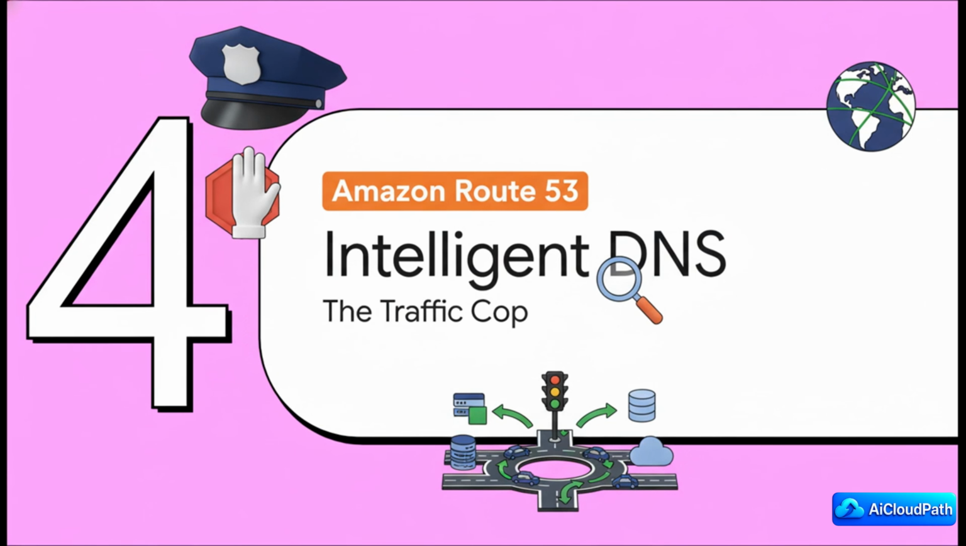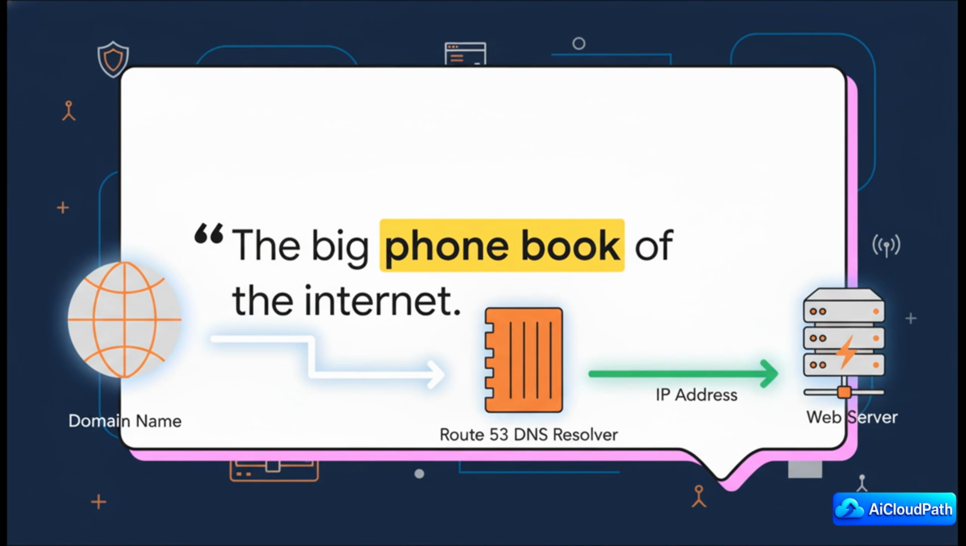So we know how traffic gets into AWS and how it moves around our secure VPC. But how did the internet know where to send the user in the first place? For that, we need a traffic cop. And that traffic cop is really just a giant phone book for the entire internet. That's honestly the best way to think about DNS, the domain name system. When you type a friendly website name into your browser, DNS looks it up in this massive phone book and finds the real number, the IP address, for the server you want to talk to.